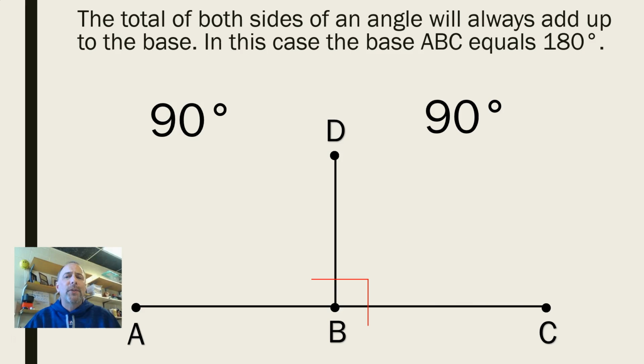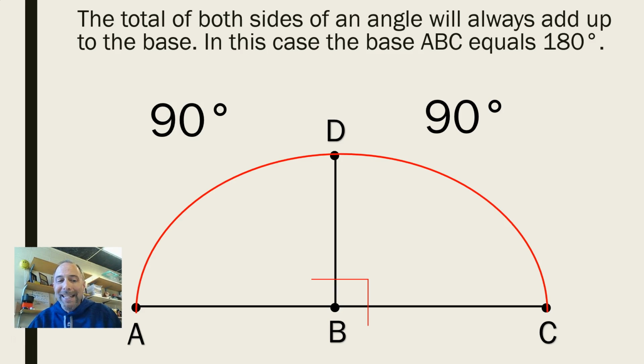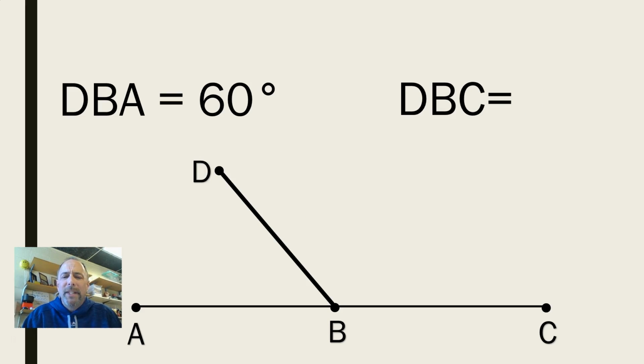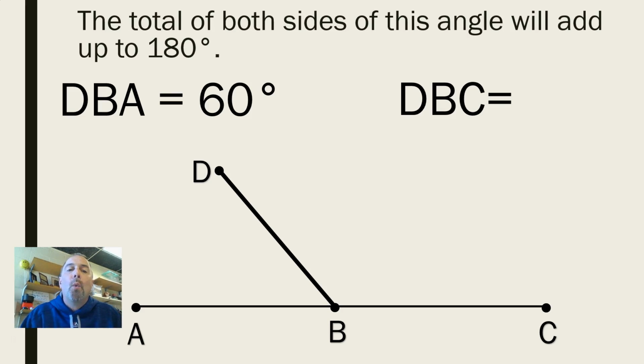So if the total of both sides of the angle are always going to add up to the base, and in this case, the base, ABC, equals 180 degrees, right? Whee! It's a rainbow. So, again, if the total of both sides of this angle will add up to 180 degrees, what is DBA? I'm sorry, DBA is 80 degrees. What is DBC? Yes, you guessed it. 80 plus 100 would equal 180. This isn't hard, is it? What if DBA equals 60 degrees? Yes, you guessed it. 120 degrees.